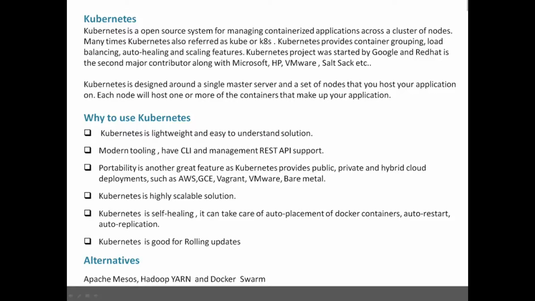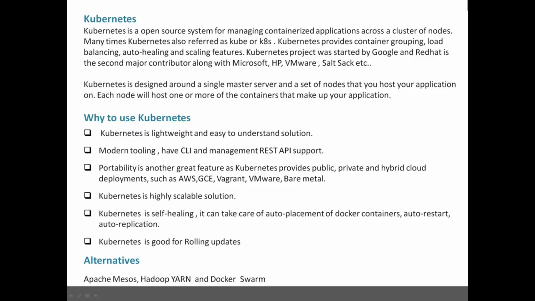A couple of things before starting with Kubernetes. You need to have a basic understanding of Docker. In the past, I have recorded a video on Docker basics. You can search for that on my YouTube channel. If you get a basic understanding of Docker, then it will be easy for you to understand Kubernetes.